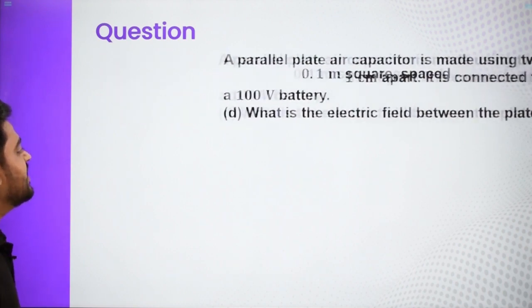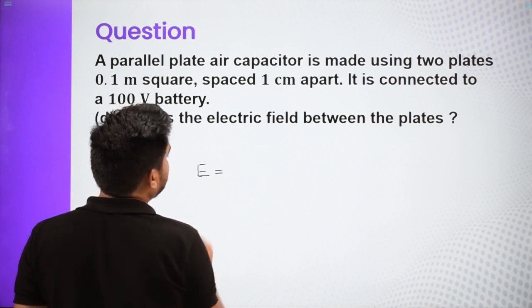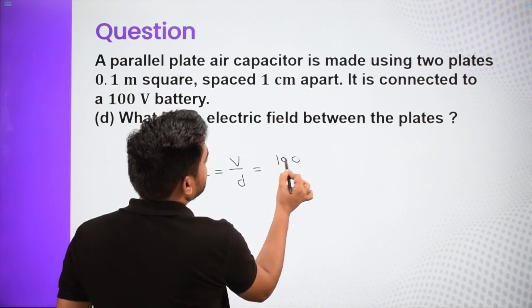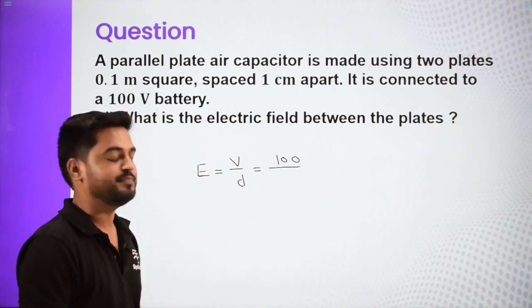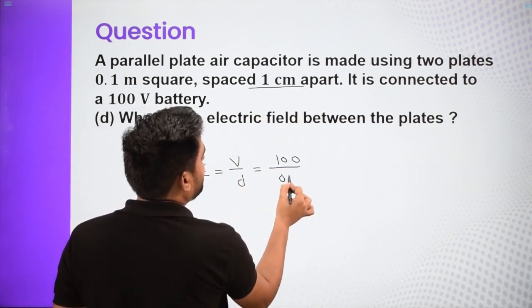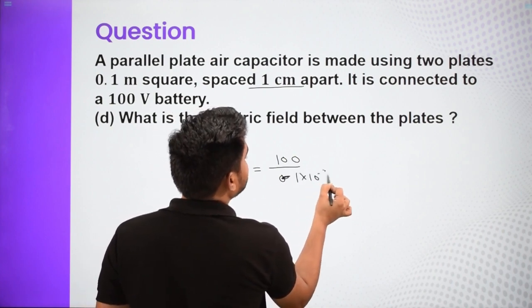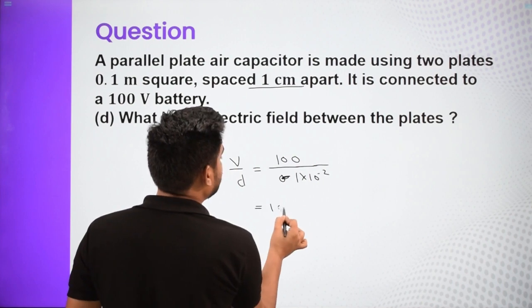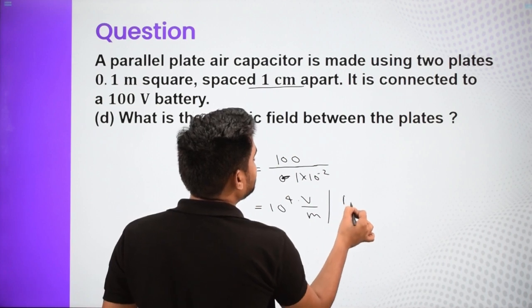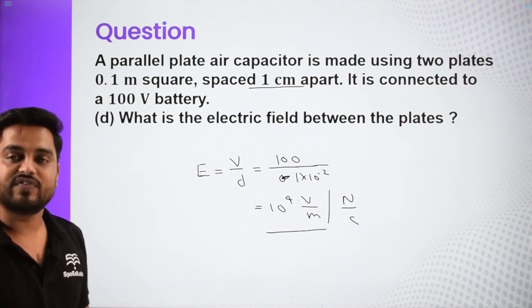Now the next part is asking what the electric field between the plates is. So electric field E can simply be written as V by D. We already have the potential difference, as the battery has been applied across the two parallel plates, so it is 100 volt. And the distance is how much? 1 centimeter, so 1 into 10 raised to power minus 2 meters. Eventually that will give us 10 raised to power 4 volt per meter, or you can also write newton per coulomb. It's your choice. So this is the electric field between the plates.